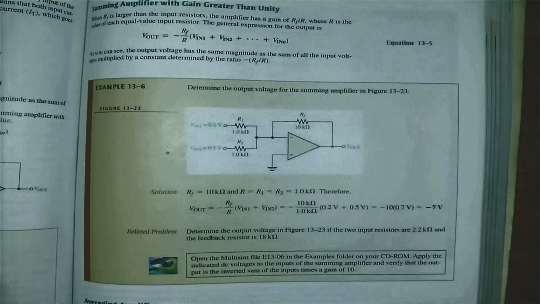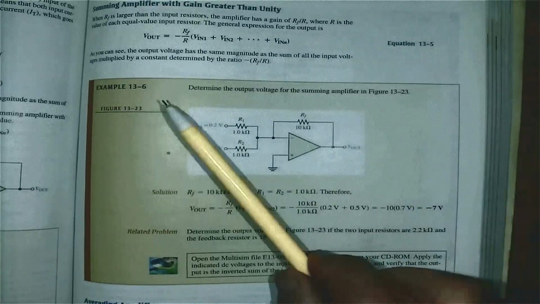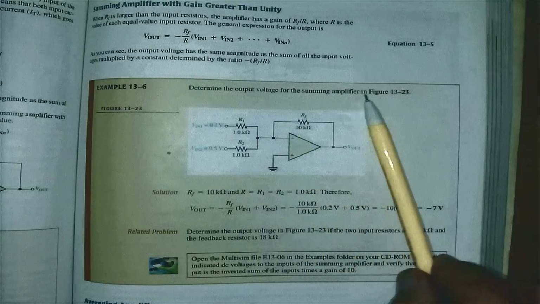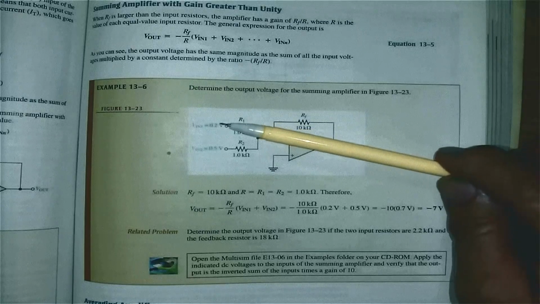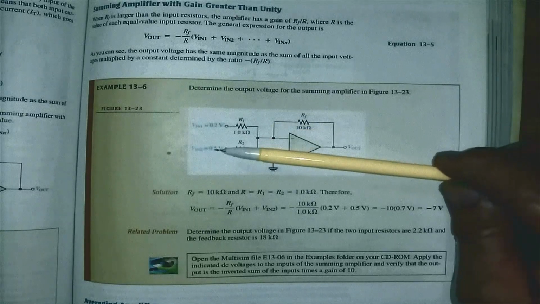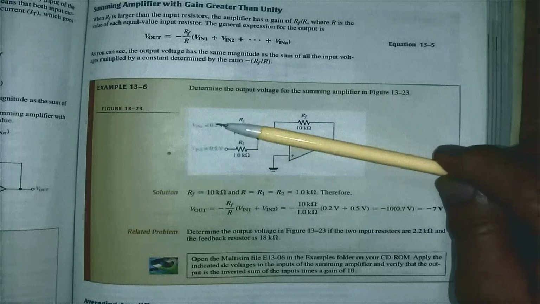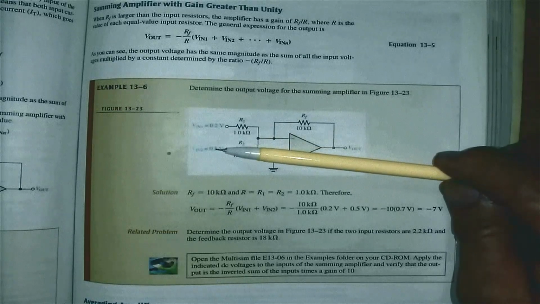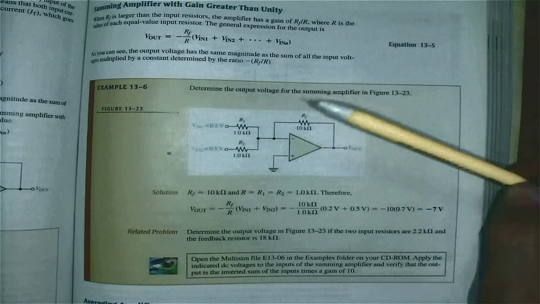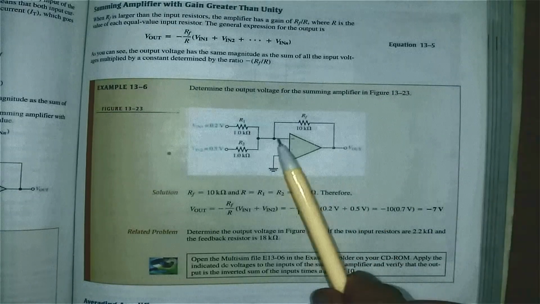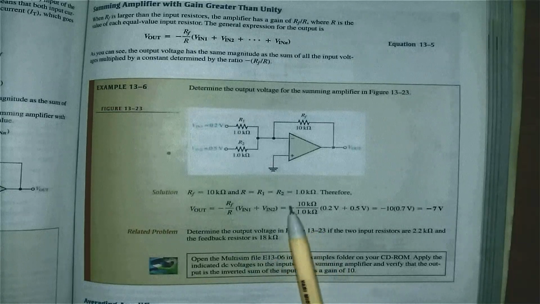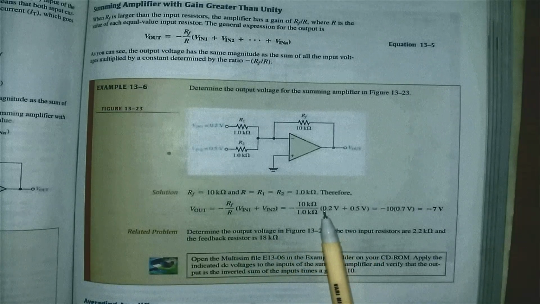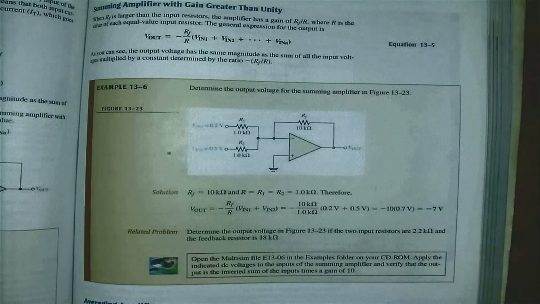This example 13.6, they say determine the output voltage of the summing amplifier in figure 13.23. We have a look here. My input voltage Vin1 is 0.2 volts. Vin2 is equal to 0.5 volts. That means 0.2 plus 0.5 will give me 0.7. Multiply by 10 will give me 7. Inverting input, minus 7 volts. There they show you they work out the gain is going to be 10. And I've got 0.2 volts and 0.5 volts. That means the output will be minus 7 volts.